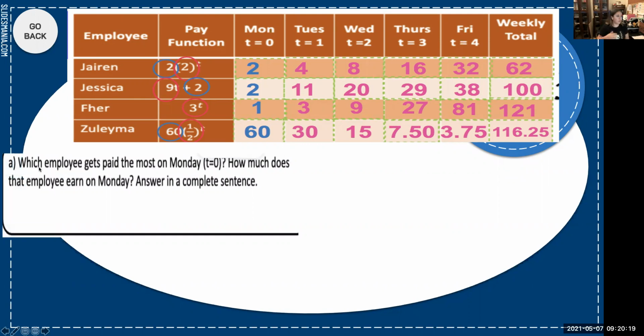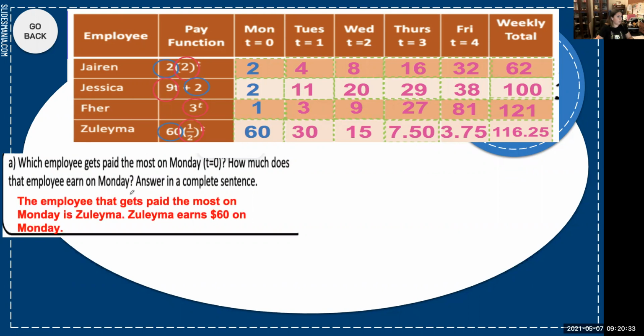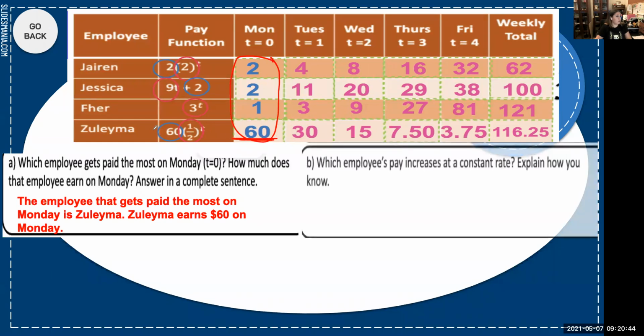The first question says, which employee gets paid the most on Monday? So we look at Monday. And we notice 60 by far, because this is 2, 2, and 1. 60 by far is the one. So the sentence that you guys should use is the employee that gets paid the most on Monday is Zulema. Zulema earns $60 on Monday.